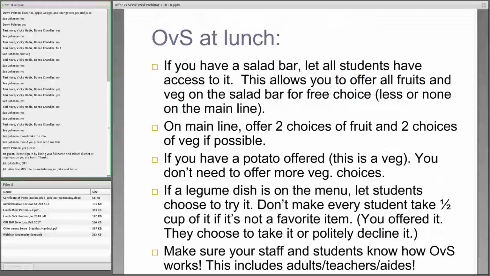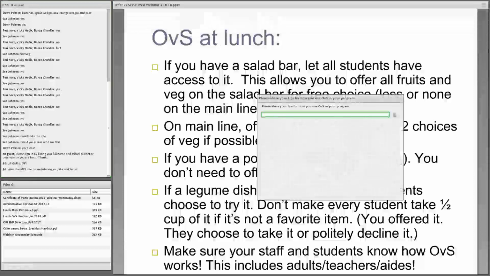Let me just go back to this. I would love to hear how you on the line are using offer versus serve in your program. So let me see if I can open this poll. Okay, and this is just a type-in answer. If you have really good tips on how you use offer versus serve really well in your program, would you please type it in here and we can all learn from you?